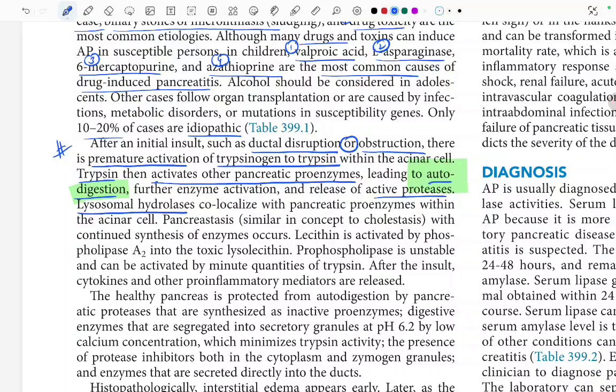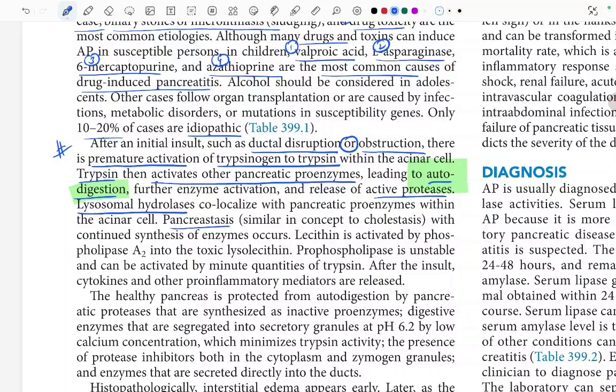Pancreatitis is similar in concept to cholestasis, with continued synthesis of the enzyme. Lecithin is activated by phospholipase A2 into the toxic lysolecithin. Phospholipase is unstable and can be activated by minute quantities of trypsin. After the insult, cytokines and other pro-inflammatory mediators are released. So some things which happen in cholestasis also happen in pancreatitis.